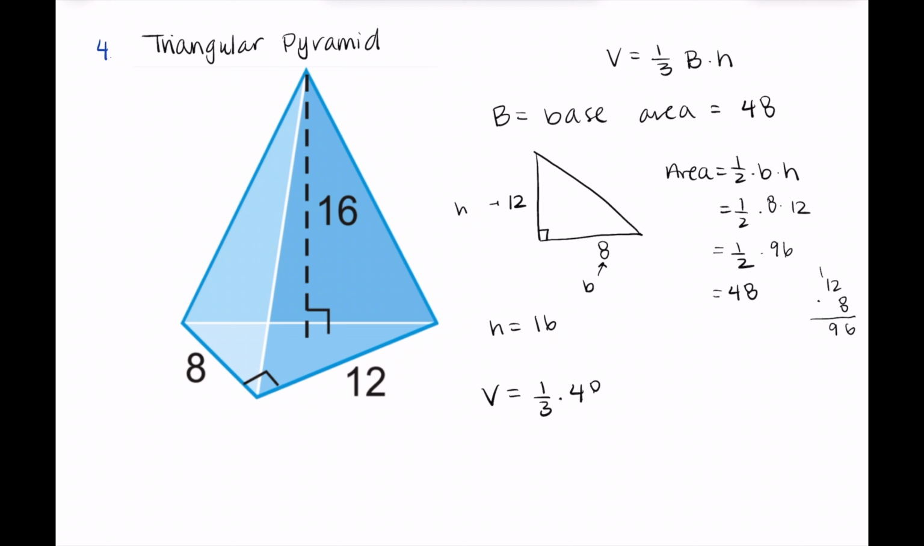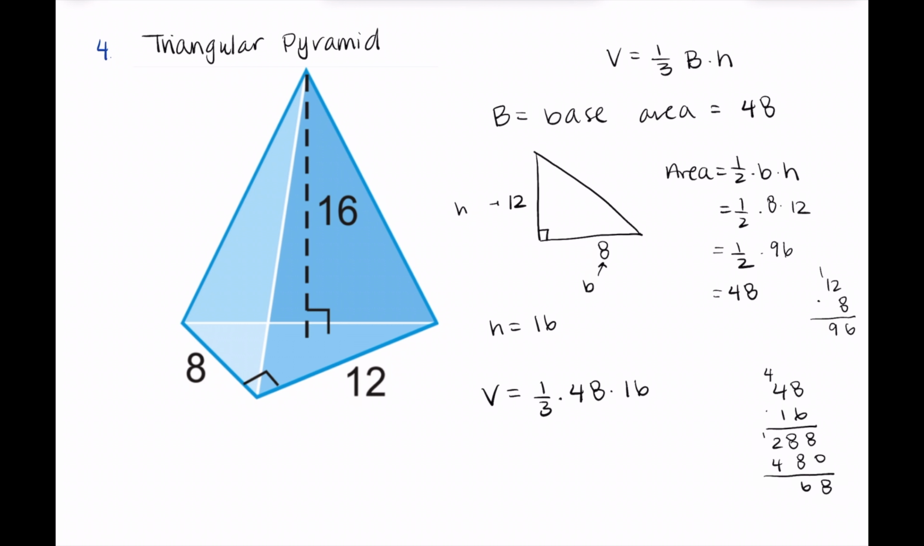So now that we have both variables, we can plug in. So we'll have V equals 1/3 times 48 times 16. And we'll do 48 times 16 on the side here. When we do 48 times 16, we end up getting 768 once we add everything up.